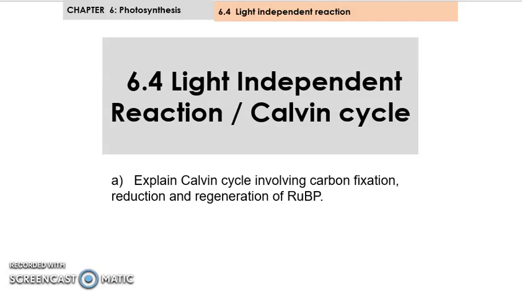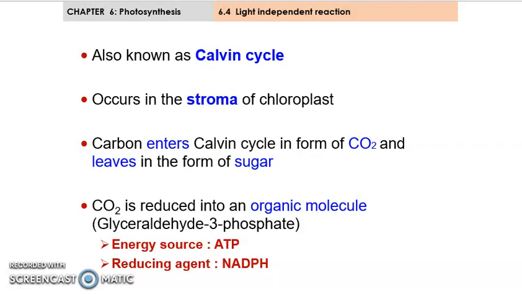So now let's discuss the next subtopic. This subtopic is about the light independent reaction, or Calvin cycle. First of all, we look at what the light independent reaction is. This process is also known as the Calvin cycle, and it occurs in the stroma of the chloroplast.